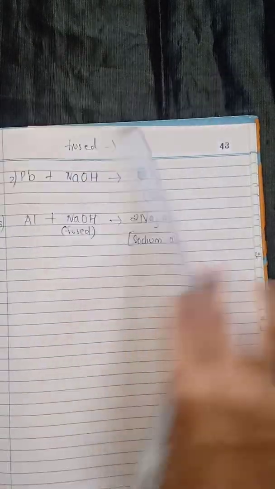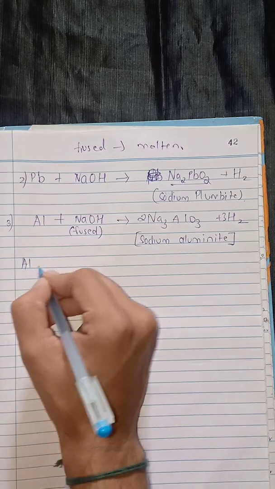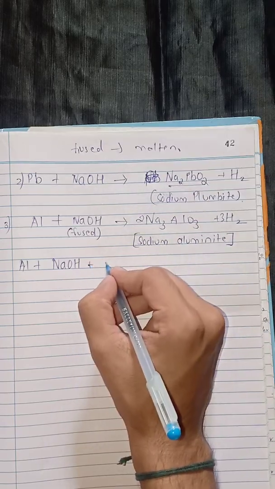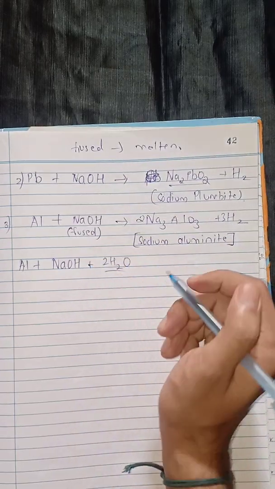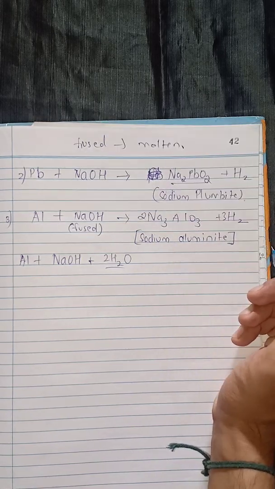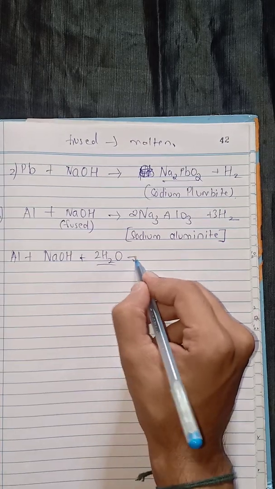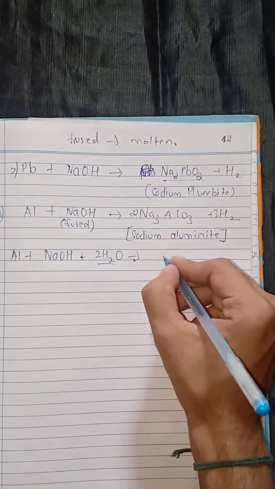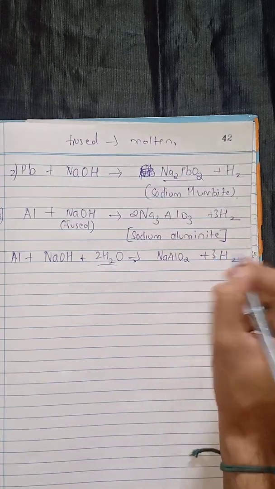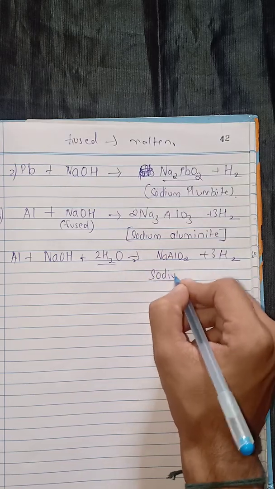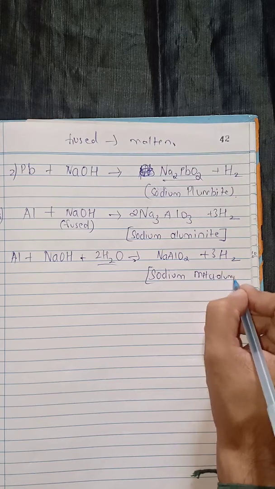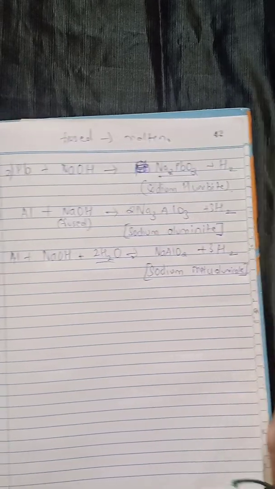Okay, sodium aluminite. Suppose I am not going to take the fused, the molten part is not given, then I have to put them into a solution, that is of water. Okay, if I am going to put the same into water, then what is going to happen? It is going to form NaAlO2 and hydrogen gas would be liberated. It is called sodium meta-aluminate. Sodium meta-aluminate.